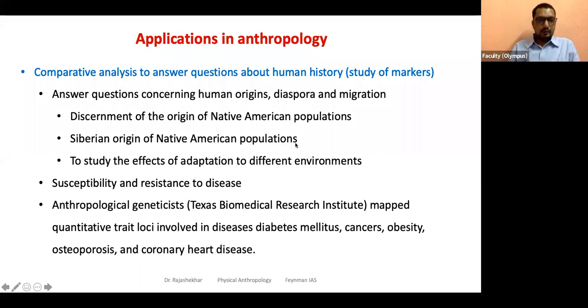So here I added a little bit of extra idea on anthropological applications of DNA fingerprinting: human origin and human migration studies. For example, Native American population migration was identified using this type of technique. And also those changes that happen in people who are adapting to a new environment.